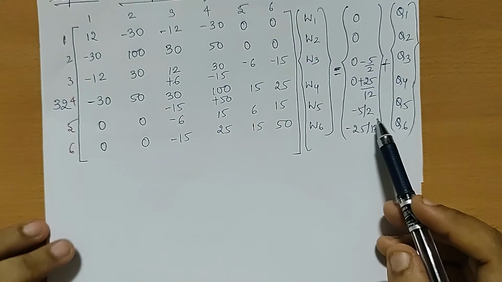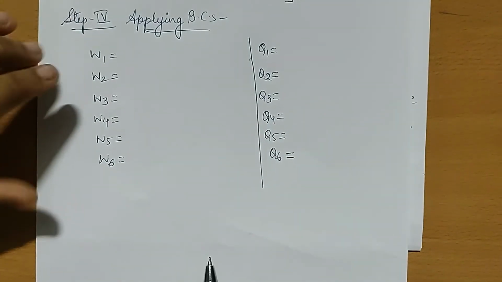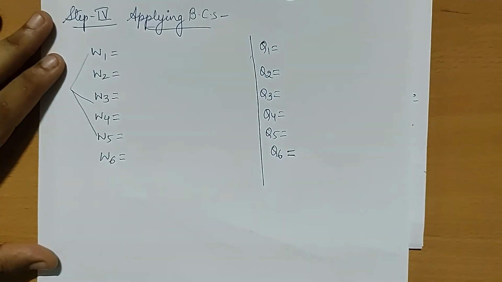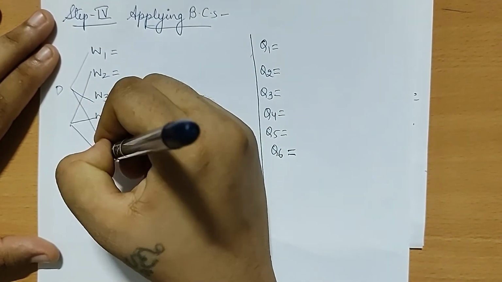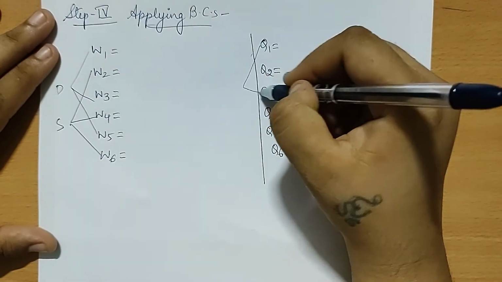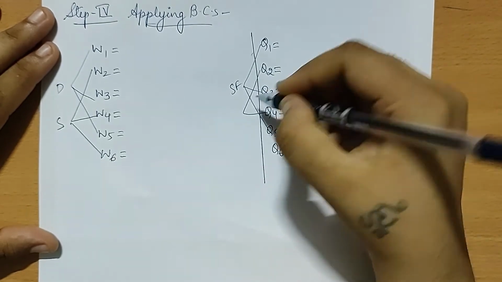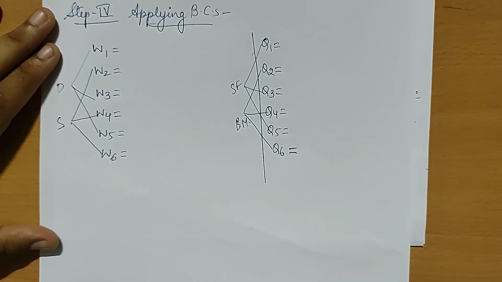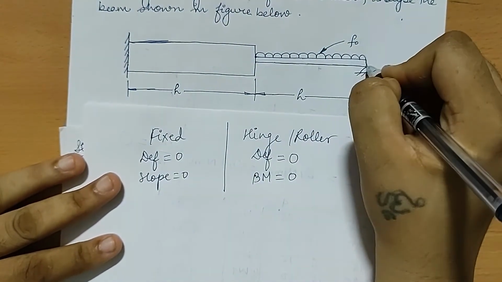Next I'll go for step 4, that is applying of boundary conditions. These are the variables that I have. Here W1, 3 and 5, these 3 will indicate deflection. 2, 4 and 6 will indicate slope. Similarly here 1, 3 and 5 will indicate shear force. 2, 4 and 6 will indicate bending moment. You can see the figure here. At node 1 there is fixed, at node 3 there is hinge.